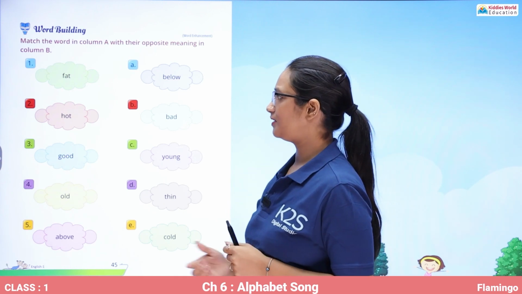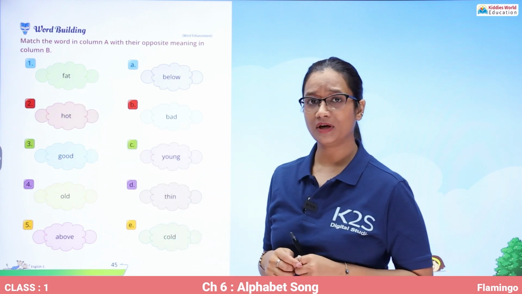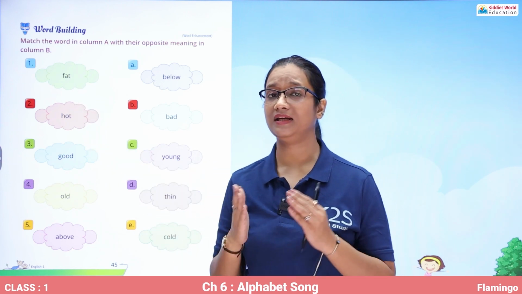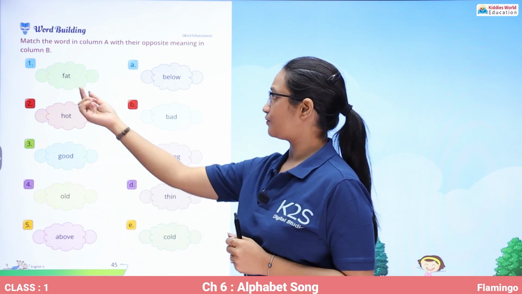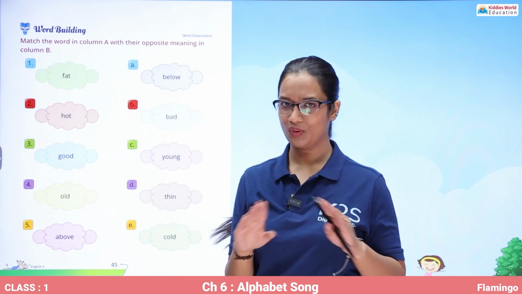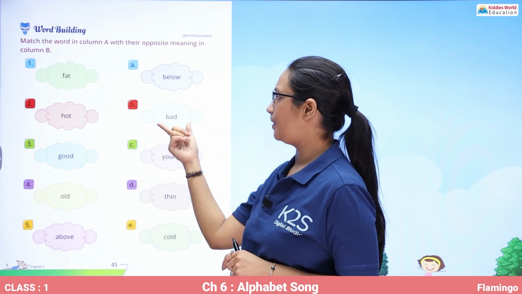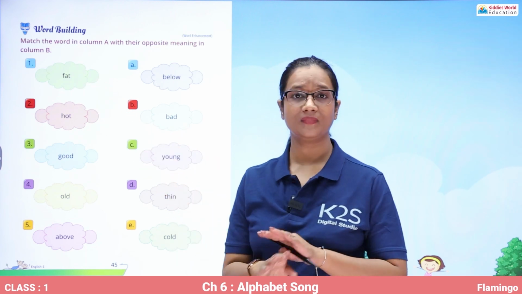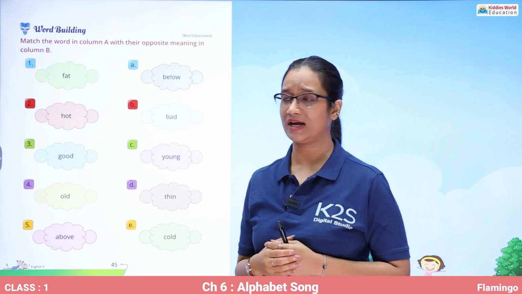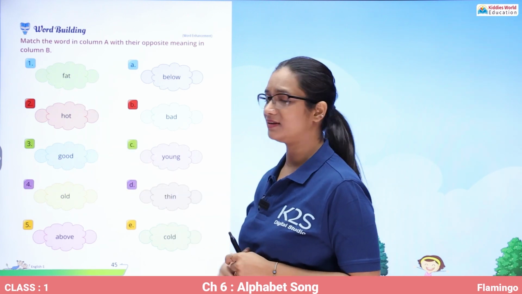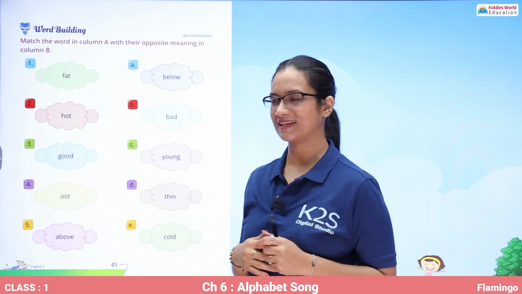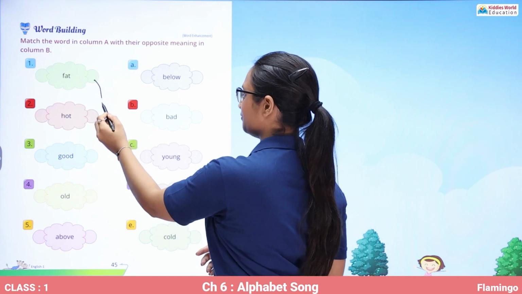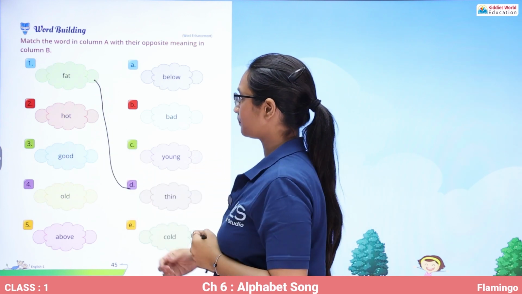So the first word we have is fat. What is the word which is exactly opposite to it? So fat, below. No. Fat, bad. No. Fat and young. No, even that is not right. So fat and thin. Yes, it is correct. So we will mark fat and thin.